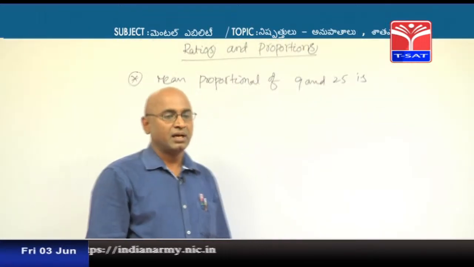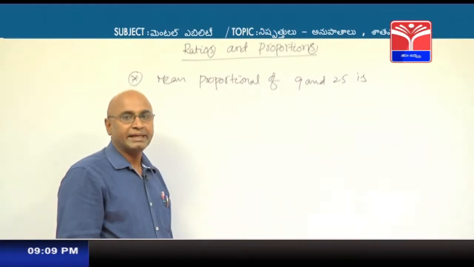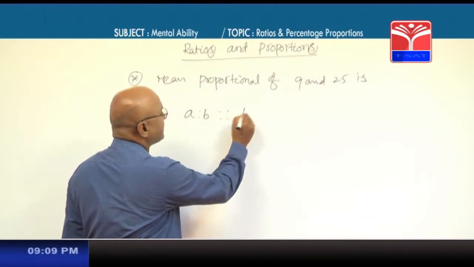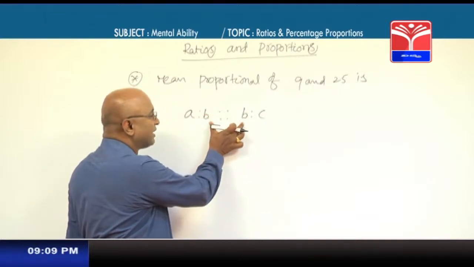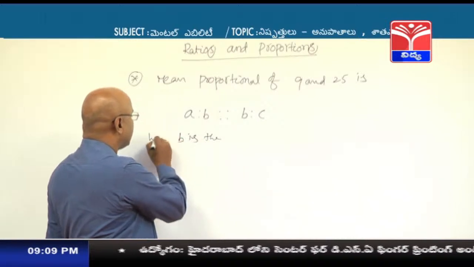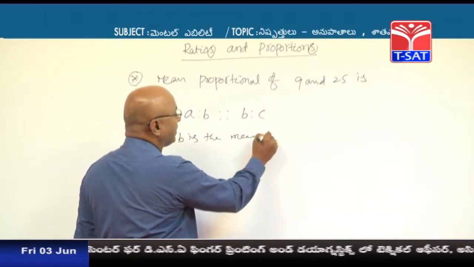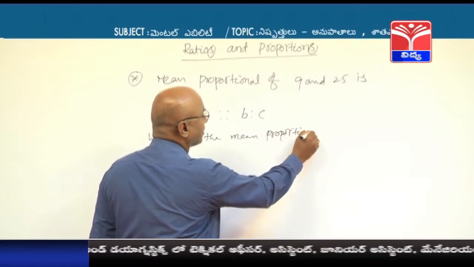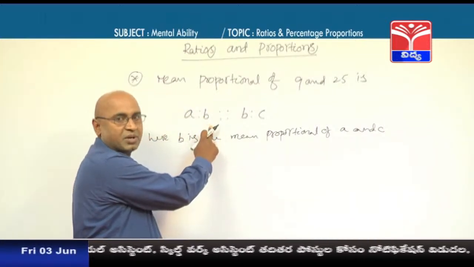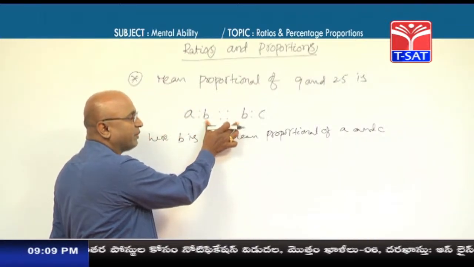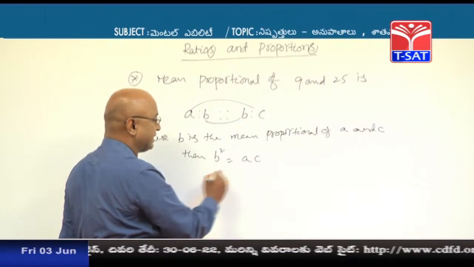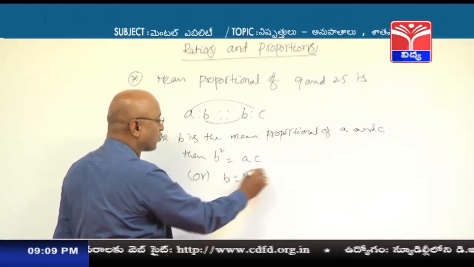Now the problem is, what is the mean proportional of 9 and 25? We know that A is to B as B is to C. B is known as the mean proportional of A and C. Here B is the mean proportional of A and C. When two ratios are in proportion, the product of means is equal to the product of extremes. Then B square is equal to AC, or B is equal to square root of AC.